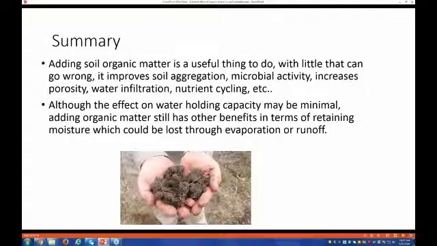But adding organic matter is a useful thing to do. Although it doesn't increase the water holding capacity that much, it improves soil aggregation, microbial activity, porosity, infiltration, nutrient cycling, etc. That's a wonderful thing to do, and also for carbon sequestration, and farmers can get credit for storing carbon in the soil. That's the thing that we should not forget. But the effect on water holding capacity is not that large, and it's minimal.